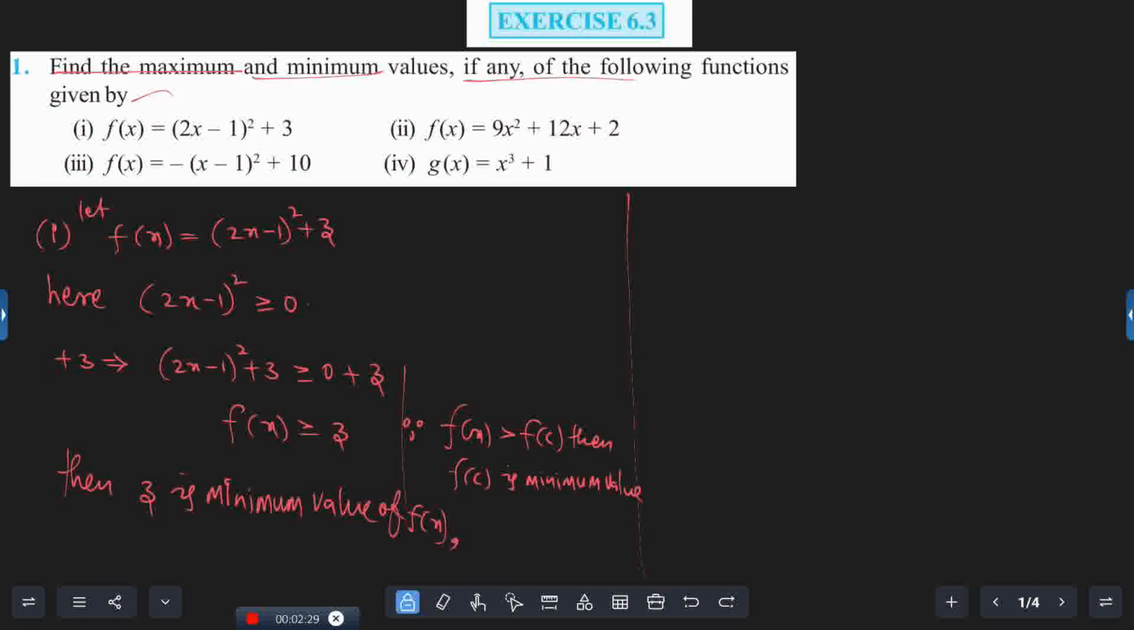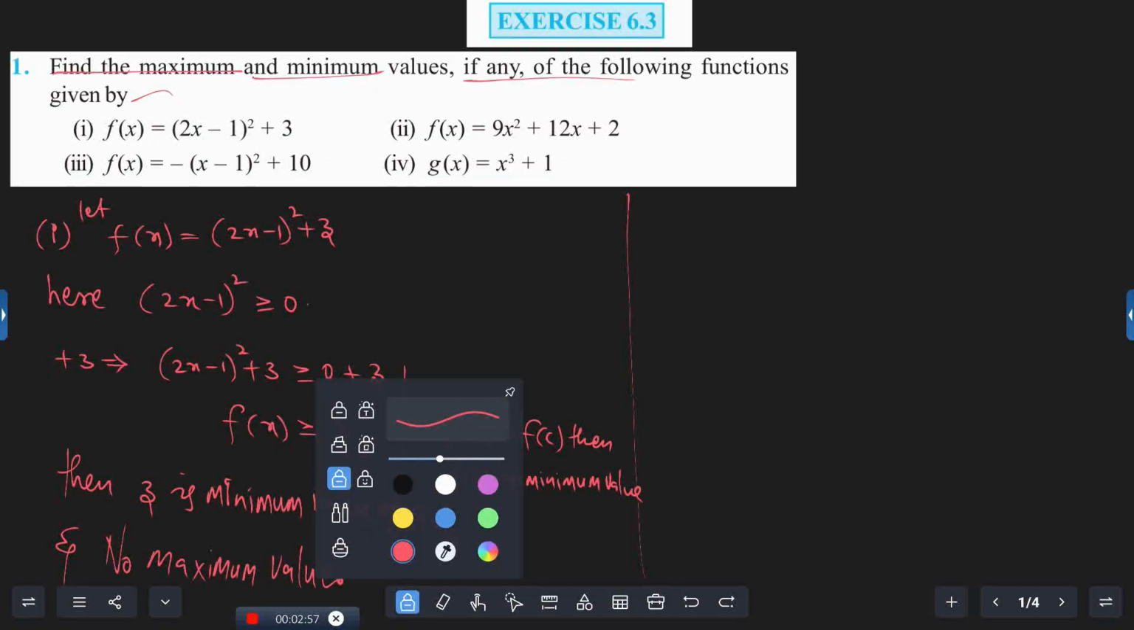Then what about maximum, sir? Maximum, you didn't say anything. Then there is no maximum for this. When you apply real numbers, it will go on to any numbers, any big number you will be getting. Then what do you have to say? No maximum value, you have to say. Have you understood, my dear? So the minimum value is 3, maximum value none. I hope you understand here. Right. Next question.